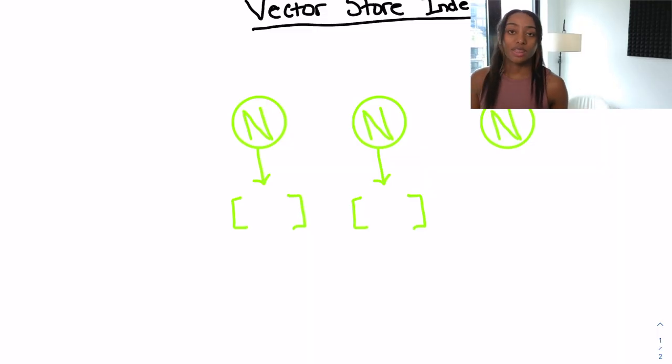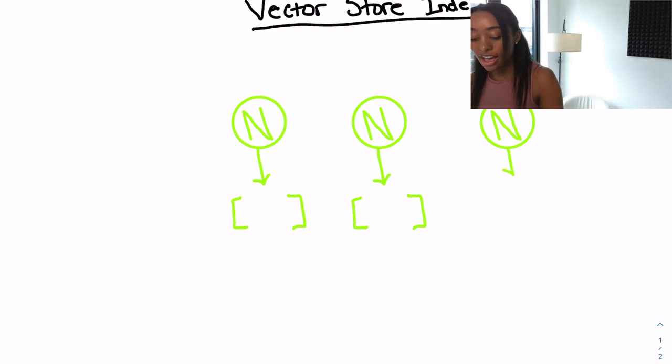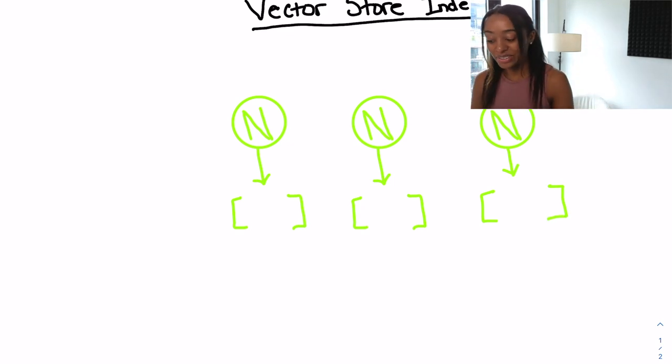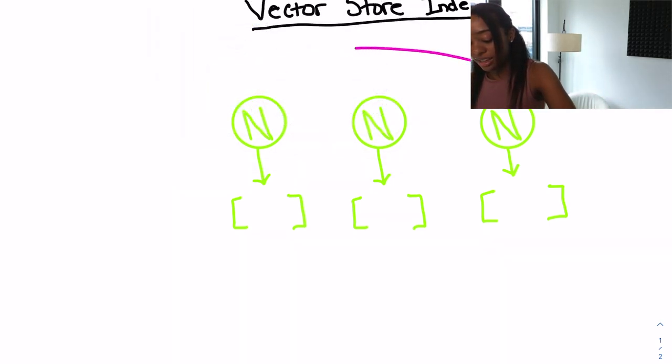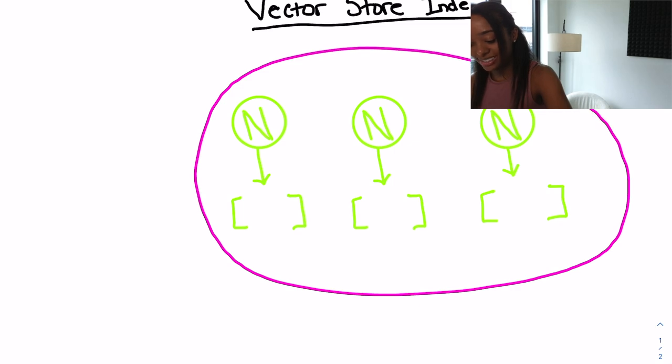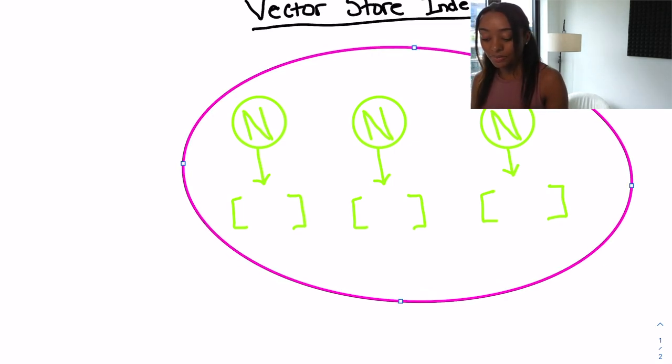I'm going to start with the vector store index. What this is doing is just taking each node or chunk of text and storing it along with its embedding and importing it into the vector database. So here I have my three nodes and then the embedding. I'm not a very good drawer, so let's just say the N is a node. And then let's say that this pink outline is a vector database, because that definitely makes a lot of sense, kind of, right?